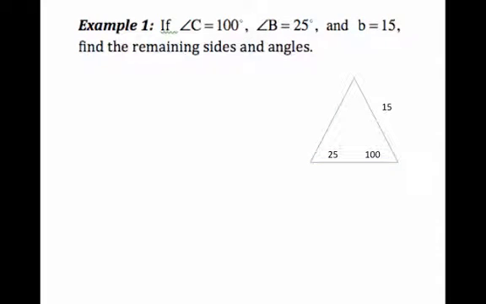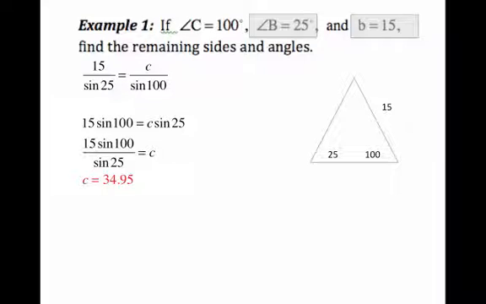In example 1, take a moment to read. If we set up a diagram, it'll be similar to the one on the right. This is all of the given information. Notice, we have angle B and side B. This is our opposite pair, which signifies we should use the law of sines.